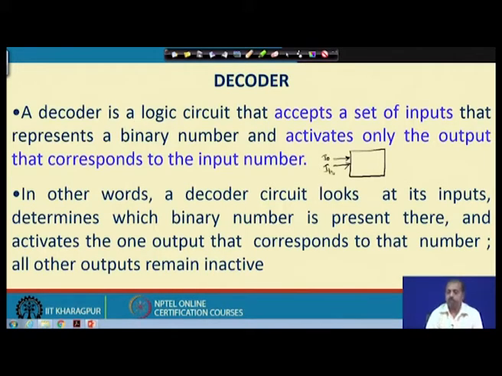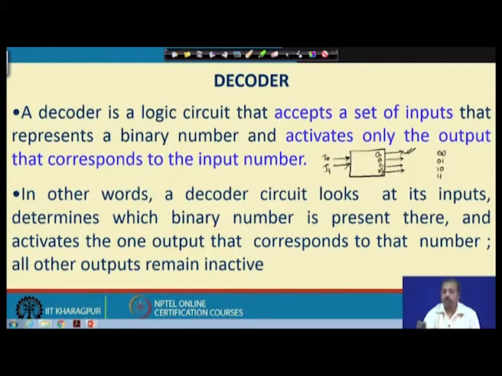Now, they correspond to some binary number. If these 2 bits are 0 0, that means it is representing the number 0. If this is 0 1, it is representing the number 1, 1 0 is 2 and 1 1 is 3. Accordingly, on the output side I will have 4 lines. If I give the pattern 0 0, then this line output will be high and the others will be 0. Let me call the outputs O0, O1, O2 and O3.